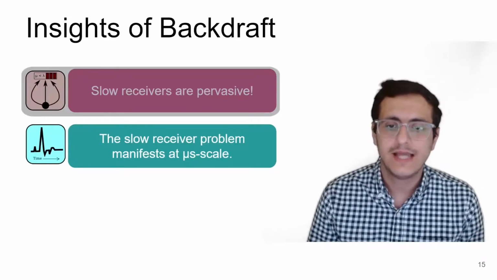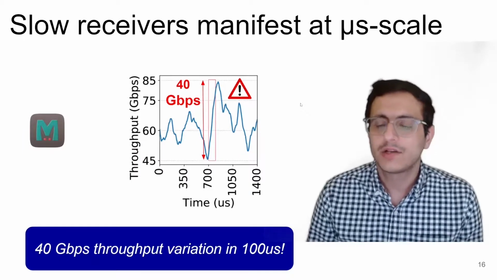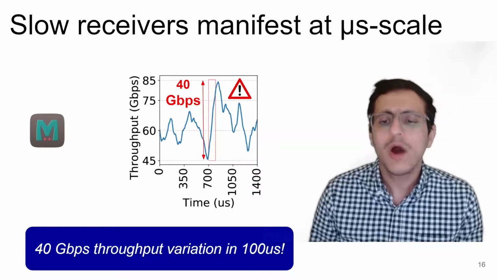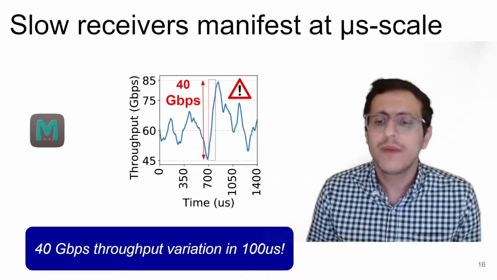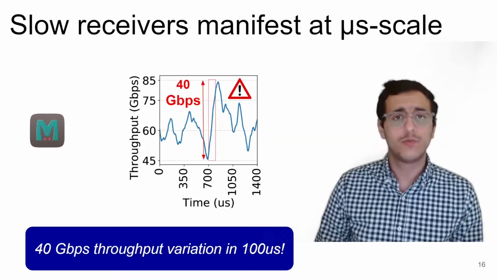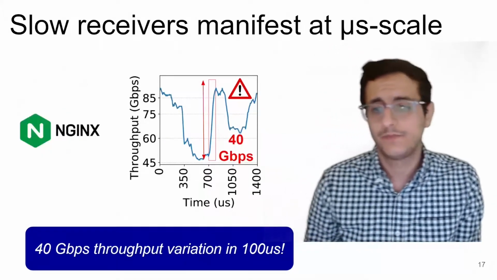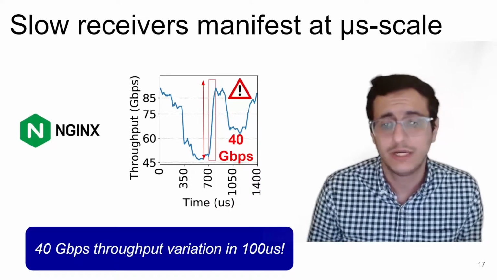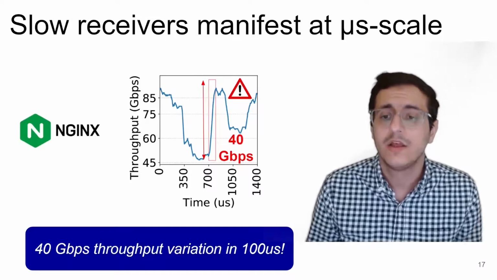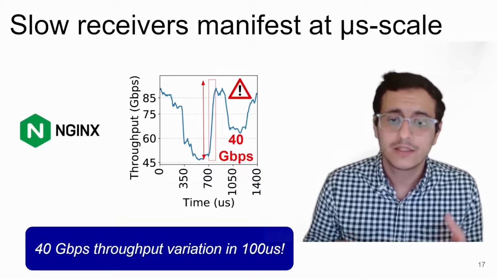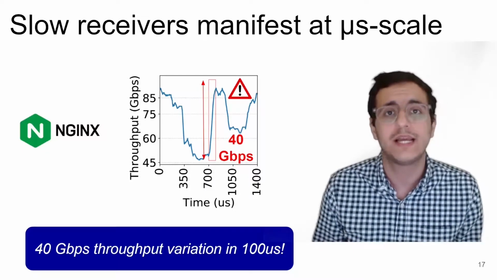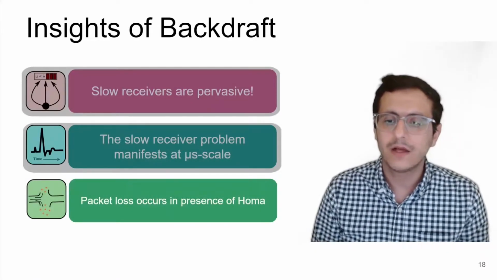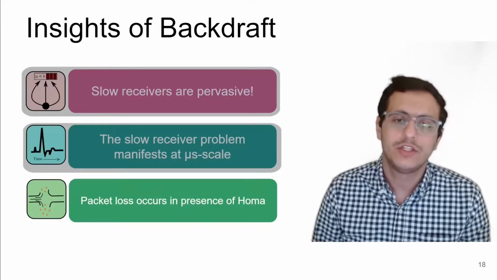The second insight is that slow receivers manifest at microsecond scale latencies. We collected traces from the previous experiment to understand what happens at short time spans. It turns out that for memcached, we have 40 gigabit per second throughput variation over 100 microseconds. We collected traces from the NGINX experiment as well, and NGINX also shows a similar situation, where we have 40 gigabit per second throughput variation over 100 microseconds. And it's important to understand that 40 gigabit per second is actually beyond what a single core can handle regarding packet forwarding.